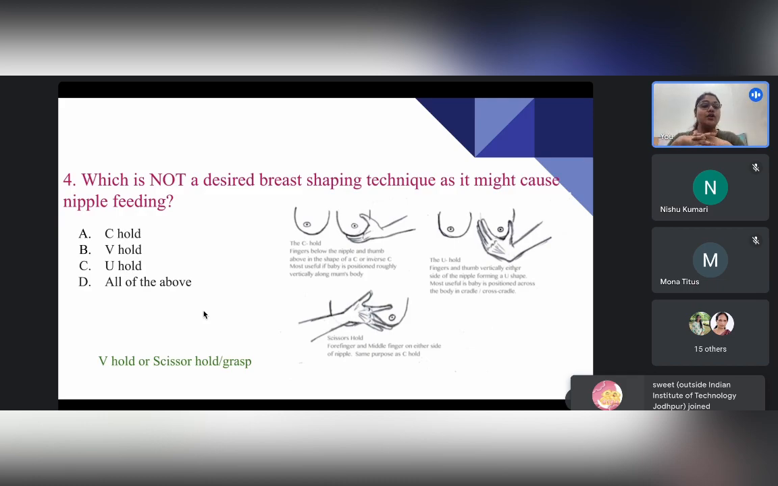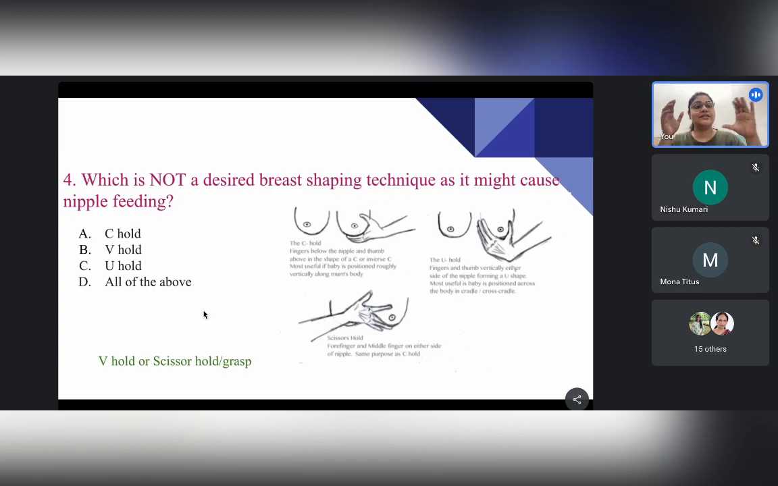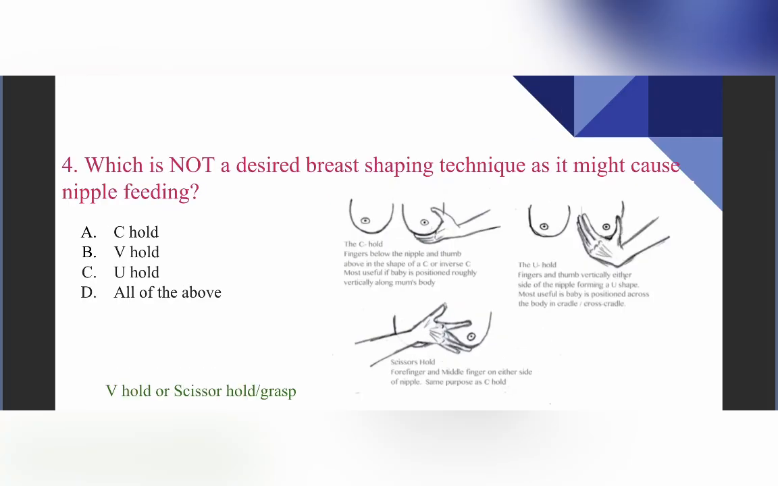Now, whenever we are talking about the hand positions, say for suppose the C hold or the U hold. The C hold, whenever we are approaching the breast tissue from the side, that is being considered as the C hold, right? So we can see, just go through the image. The C hold, fingers below the nipple and thumb above in the shape of a C or inverse C. Most useful if baby is positioned roughly vertically along the mother's body.